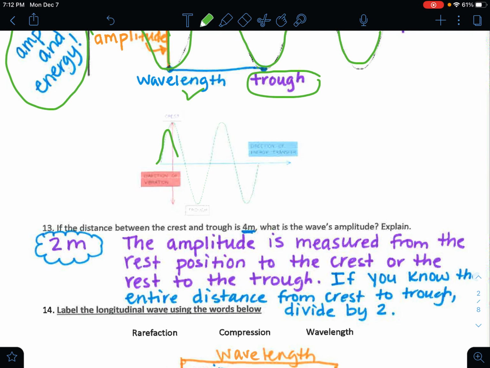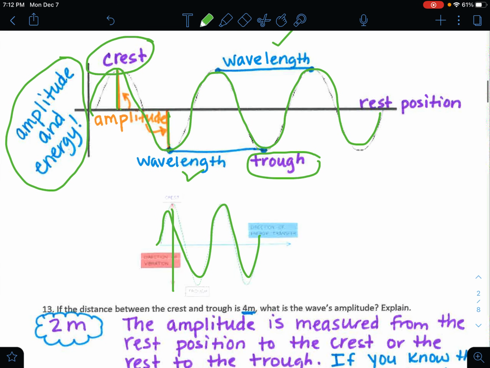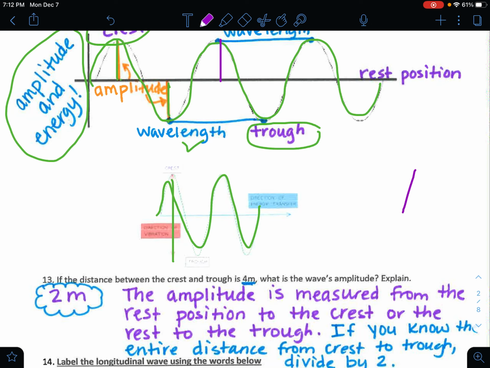Okay, so this question asks here, I know this didn't show up super well, so let's just go ahead and trace that out. All right, so if the distance between the crest and the trough is 4 meters, well, what's the wave's amplitude? Explain. So the wave's amplitude would be 2 meters, because if we look at this picture here, we know that the amplitude is from the rest position. I'm going to go ahead and make this purple so we can see it different. Rest position to crest. That's what our amplitude is.